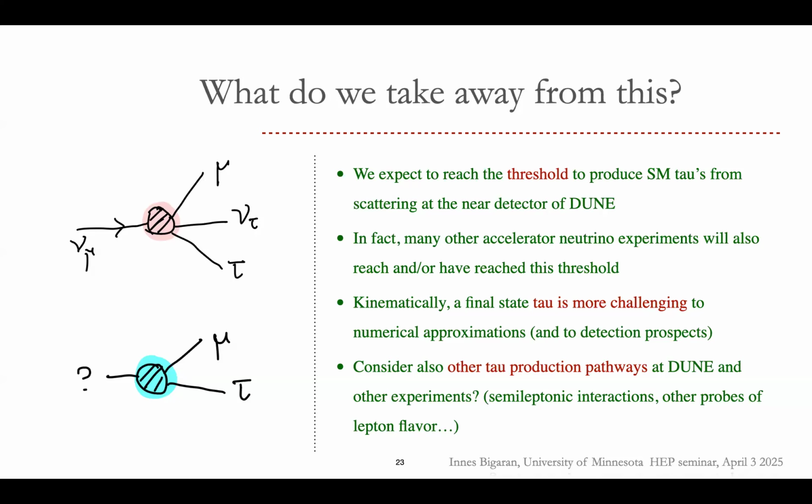So kinematically, of course, this final state tau is super challenging to actually detect. But one can consider now, could there be other standard model pathways to produce taus at these experiments now that we're at these energies? And this could include, for example, semi-electronic interactions with the nucleus, and perhaps other probes of different lepton flavor that might be done through, say, charged current scattering, or other things, depending on the particular facility that you're looking at.